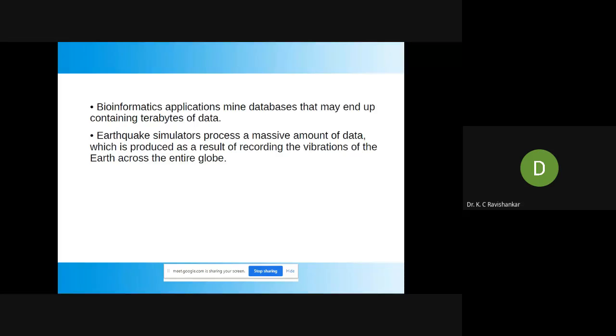Earthquake simulators, which I told you about just now, process a massive amount of data which is produced as a result of recording the vibrations of the Earth across the entire globe.